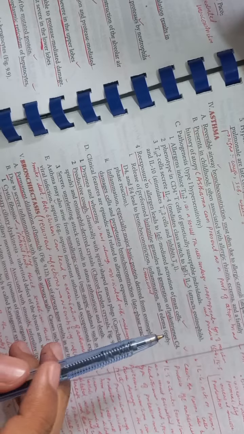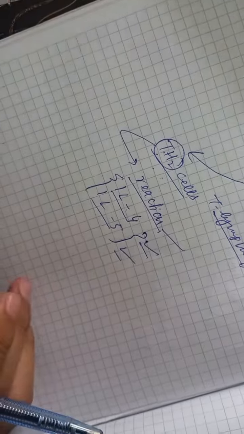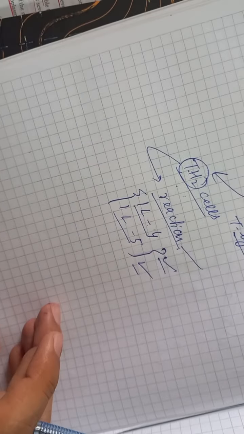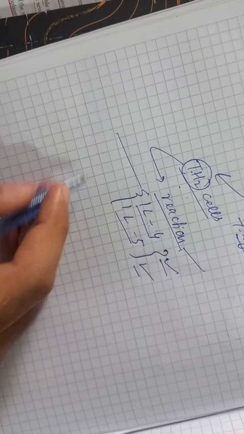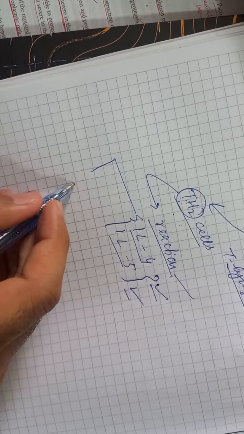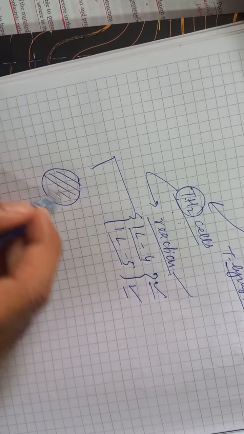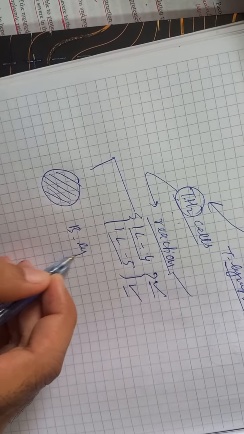So what happens basically is that interleukin 4 acts on the plasma cells and causes the plasma cells to produce antibodies, okay? So now this interleukin 4 will stimulate this B lymphocyte, okay? This is what? B lymphocyte.